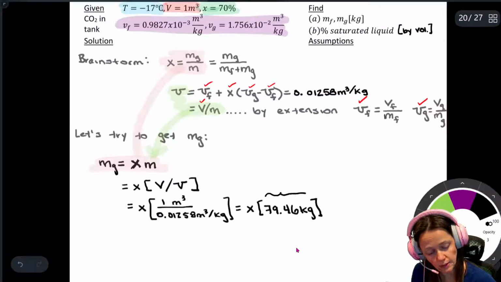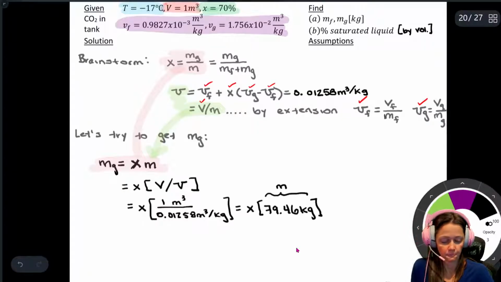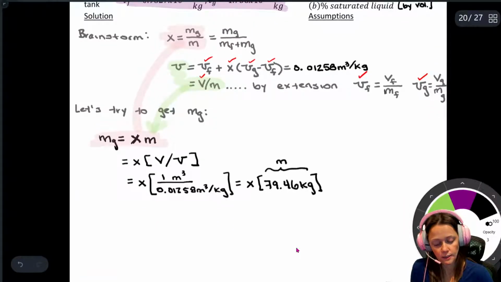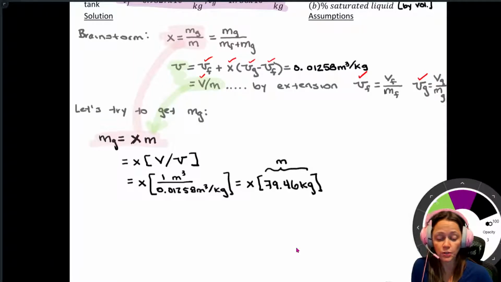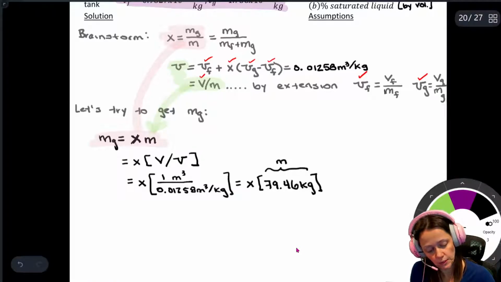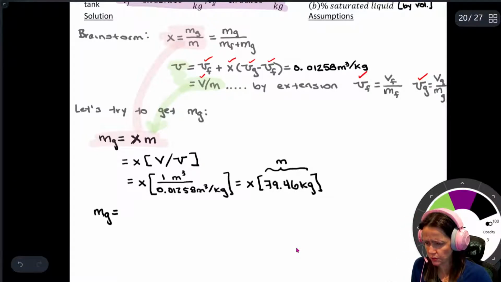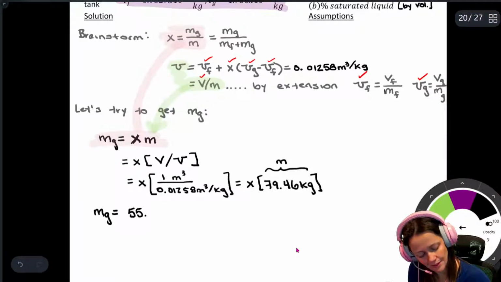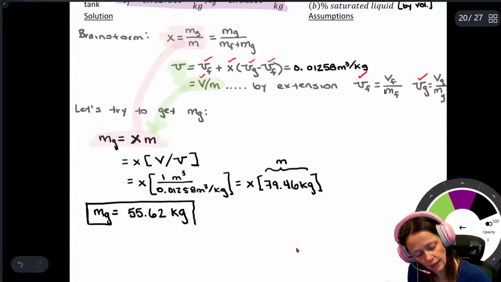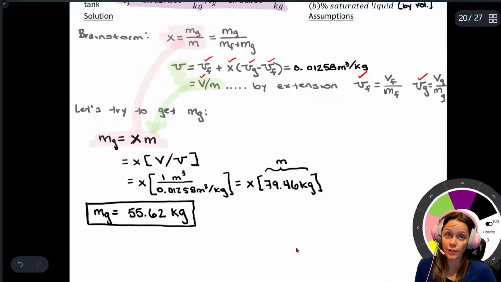So this right here is the total mass. And then if I look at the other stuff I've got, oh yeah, I'm already there, aren't I? So this times the quality would give me M sub G. So my M sub G ends up being 55.62. Right, I'm going to box that. That's part of A. And then the other part is finding that M sub F.